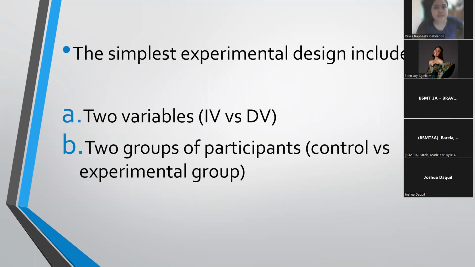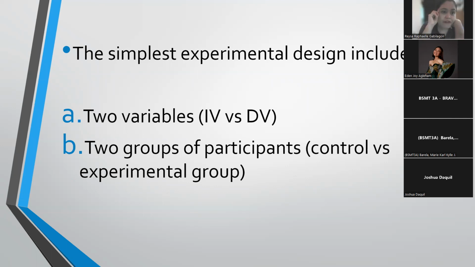Okay? So the simplest experimental design includes two variables. I have discussed this dati sa inyo. We have independent variables and dependent variables. Independent variables, our predictor variables class. So we are going to manipulate them in the study, control natin sila. And while we are controlling them, we are going to measure the outcome. Therefore, the outcome is the dependent variable.